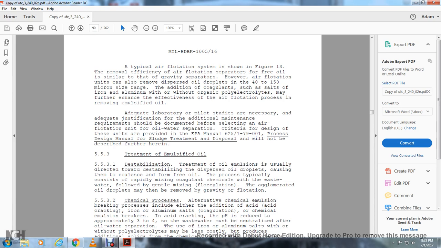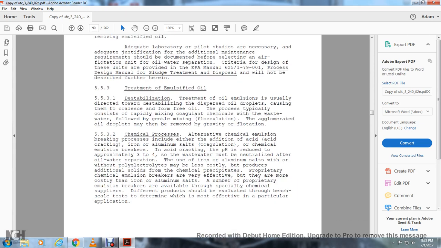5.5.3 Treatment of emulsified oil. Destabilization. Treatment of oil emulsions is usually directed toward the destabilization of dispersed oil droplets, causing coalescence into the form of free oil. The process typically involves rapid mixing of coagulation chemicals with the wastewater, followed by gentle mixing of the flow. After coagulation, agglomerated oil droplets may be removed by gravity or flotation.